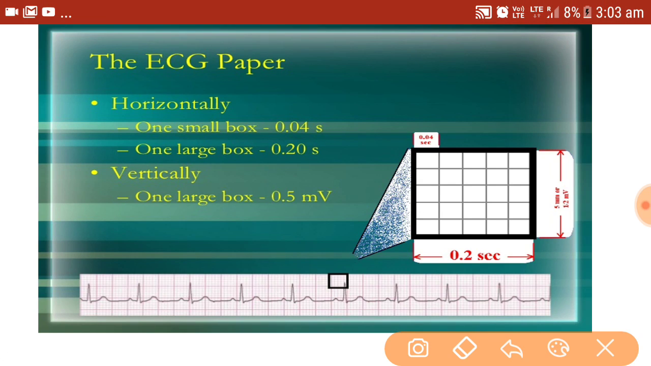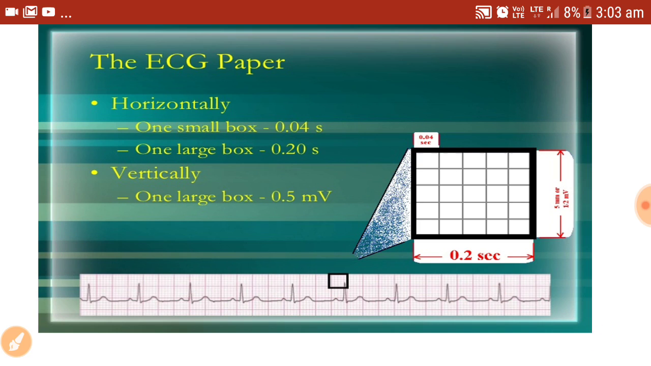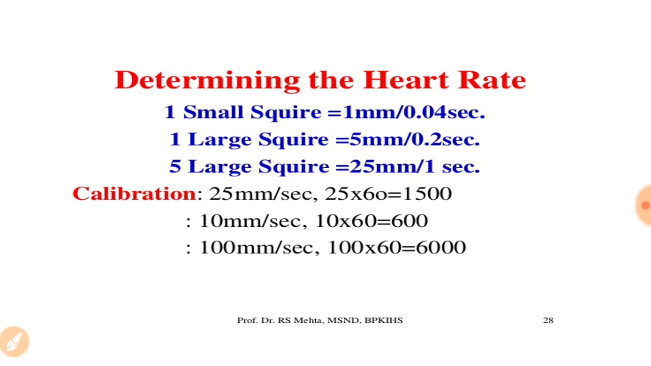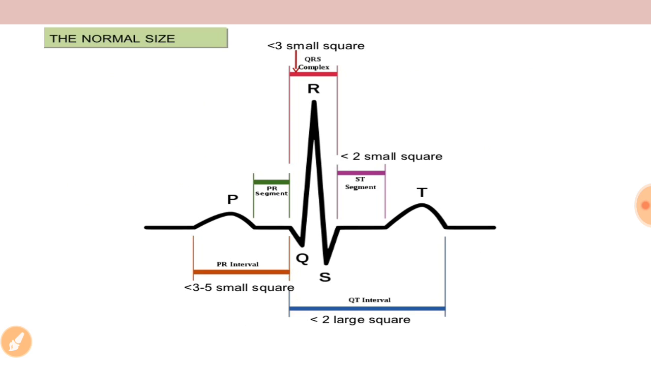This is the most important slide in my whole video, because you need to see every interval, how much it is, and once you know this you can calculate the intervals. One small box of ECG is 0.04 second, and one large box, which consists of 5 small boxes, makes 0.20 second. So one large box is 0.20 second, one small box is 0.04 second. In millivolts, one large box is 0.5 millivolt. One small square is equivalent to 1 millimeter, and one large becomes 5 millimeter. The calibration of a normal ECG is 25 millimeter per second.